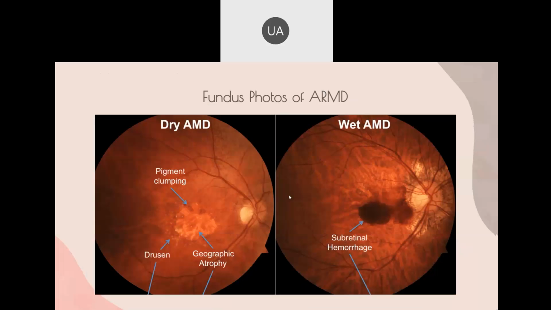Okay, this is a clearer fundus photo of dry and wet ARMD. Here we can appreciate the drusen, which been shown as the yellow spots, and then we can see the central geographic atrophy and then some pigment clumping, and also in wet ARMD we can see subretinal hemorrhage.